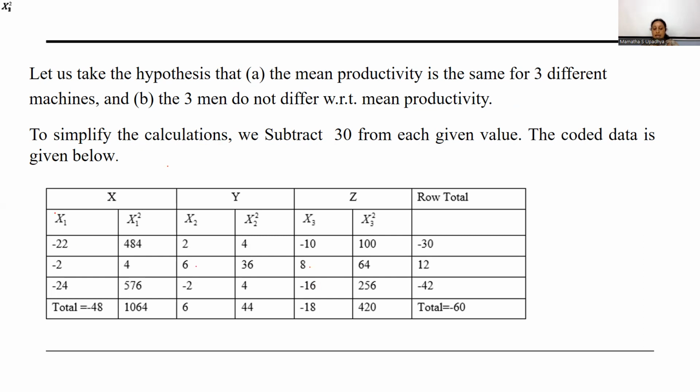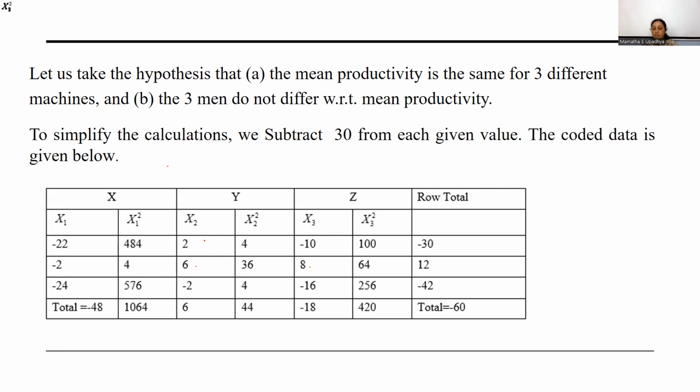For all these samples, let us find the square of each sample. Let me call this x1 square. So minus 22 square is 484. Minus 2 square is 4. And minus 24 square is 576.